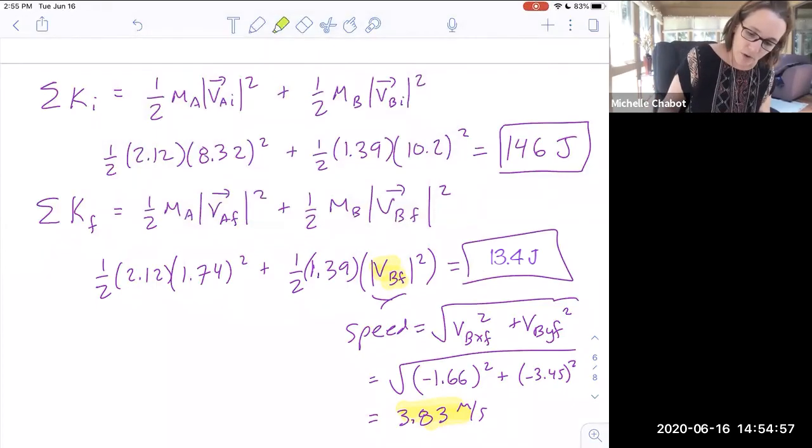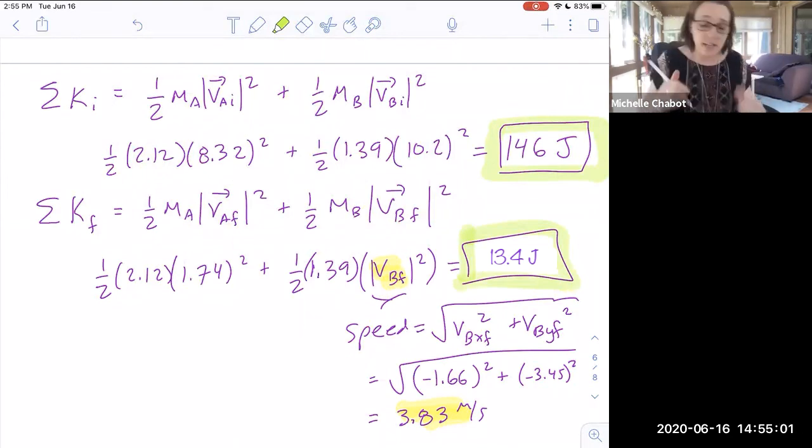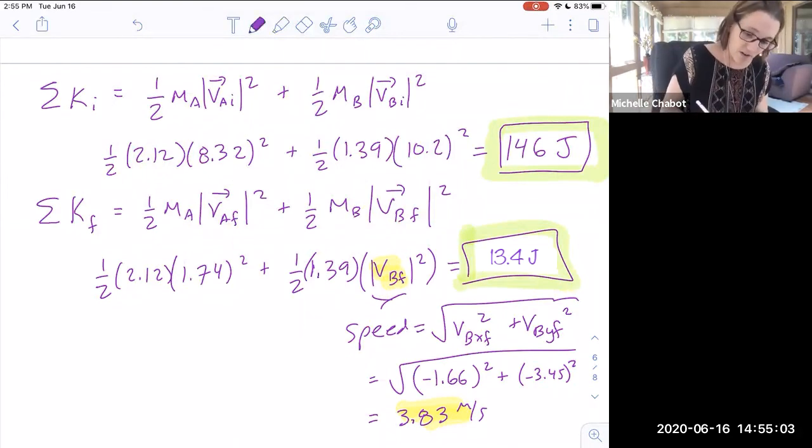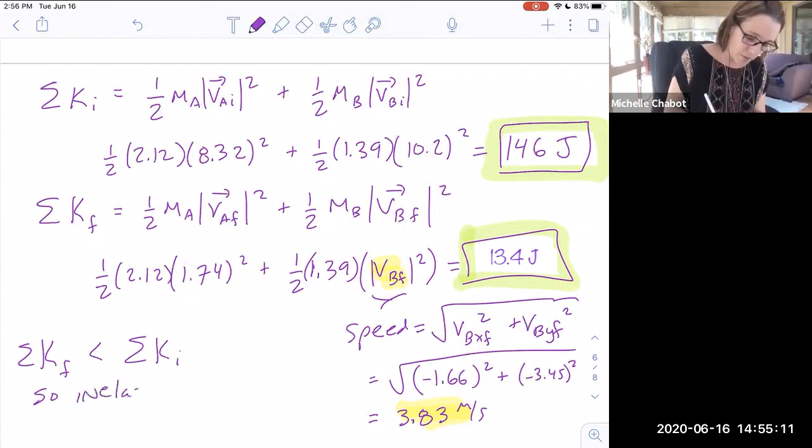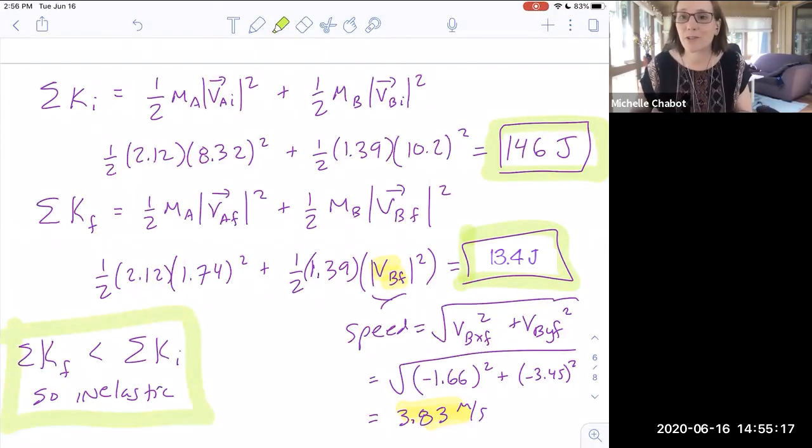So now we can see that I have clearly lost energy, right? So K, the sum of all final kinetic energies is less than sum of the initial kinetic energies. So this has been proven to be an inelastic collision, and that is my answer.